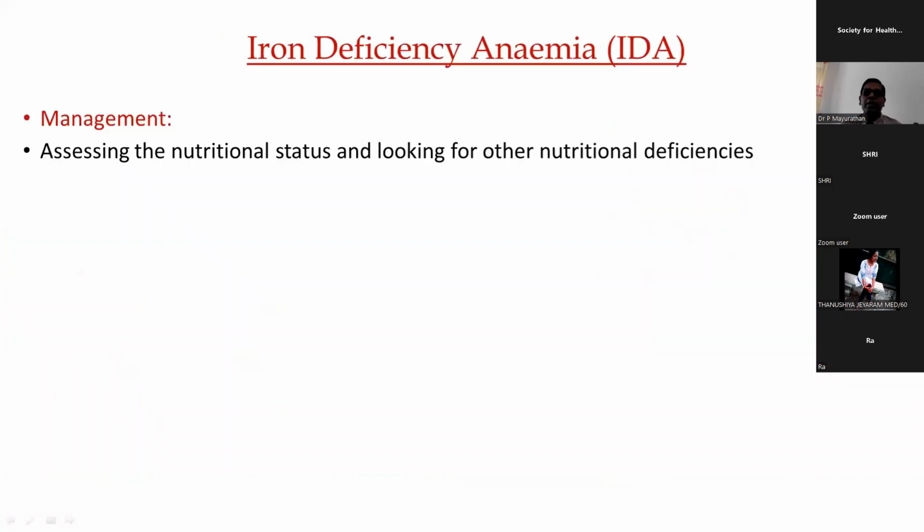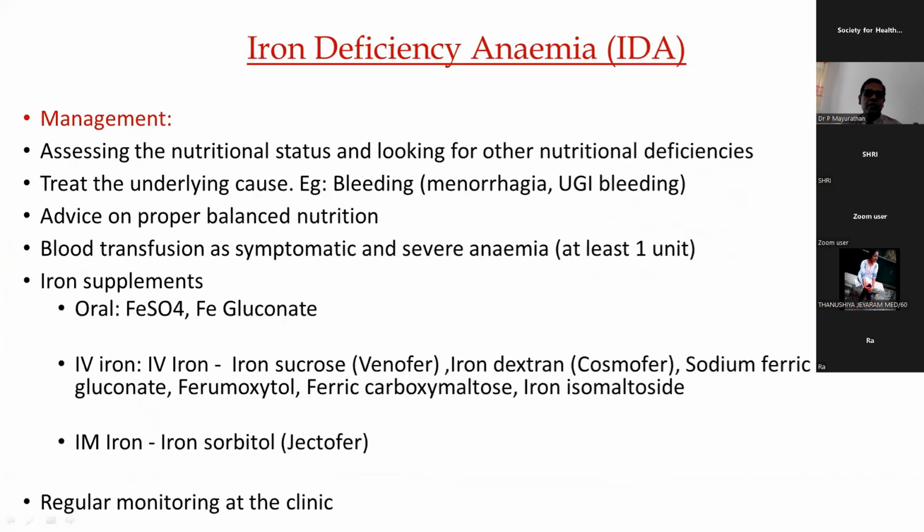So then how are we going to manage iron deficiency anemia? It's very simple. First of all, we have to assess the nutritional status of the patient. If you think nutritional is the cause, because if malnutrition is causing anemia, there may be other micronutrient deficiencies as well, so we may have to treat that also. And very important, we have to identify the cause and treat the underlying cause. For example, if you think the patient has menorrhagia, refer to the relevant team. If you think upper GI bleeding is there, get the upper GI endoscopy done.